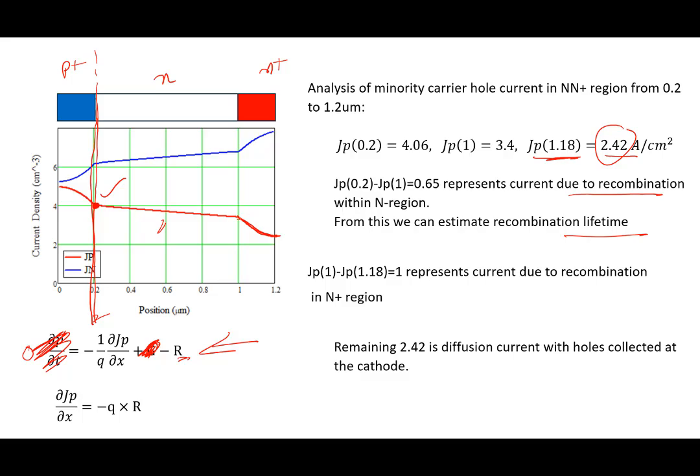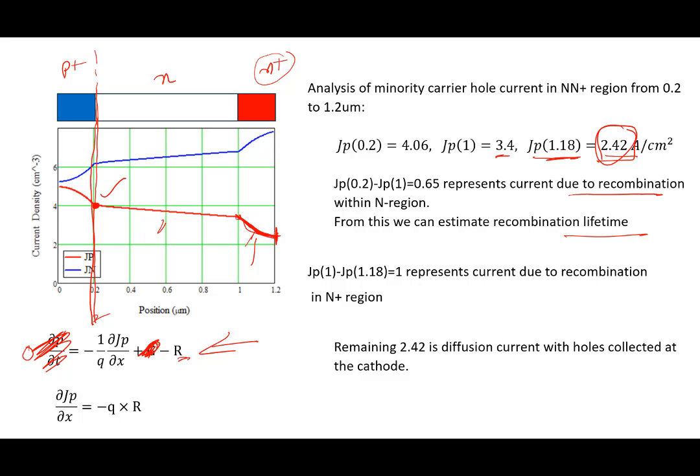Right, so here also recombination is occurring. In this region, current is changing. But the entire current does not recombine, it flows into the contact. A part of the current just flows into the contact, 2.42. But the difference between 3.4 and 2.42 tells you the recombination in the N plus region here. There's something recombining in that, even though the region is short, but maybe the lifetime is much lower in N plus, so it's recombining here.